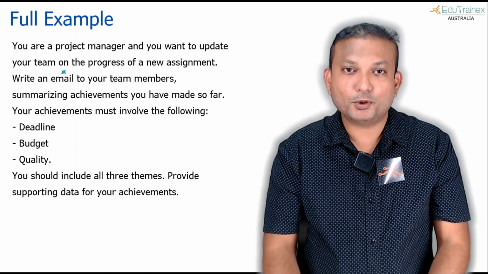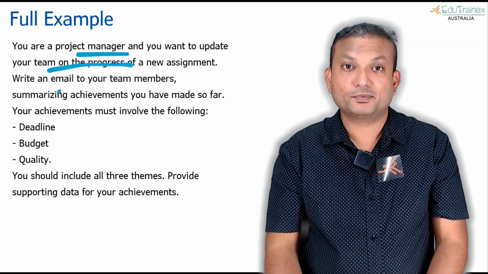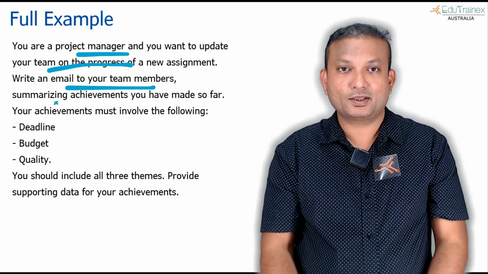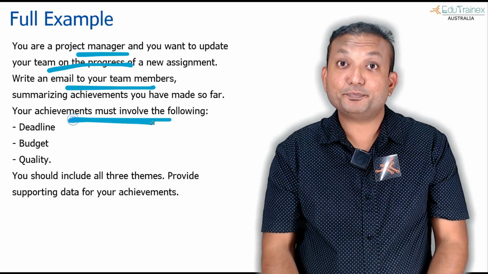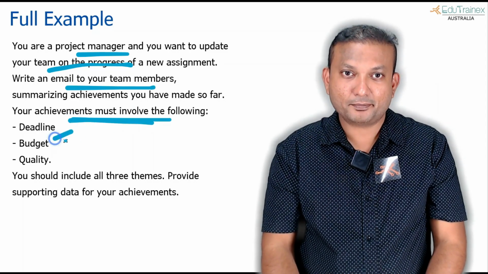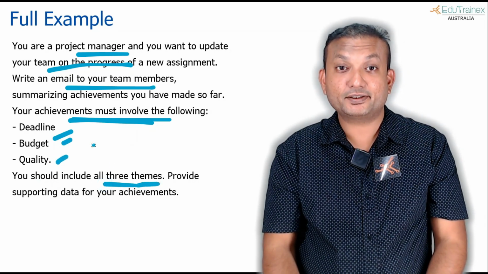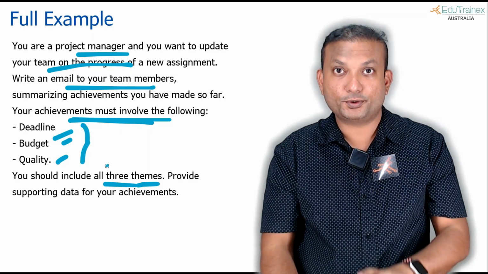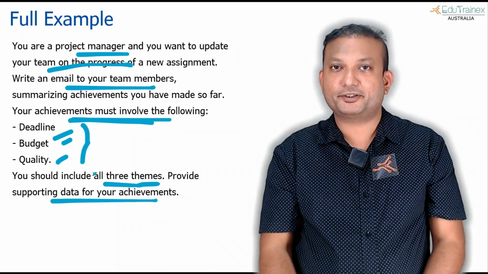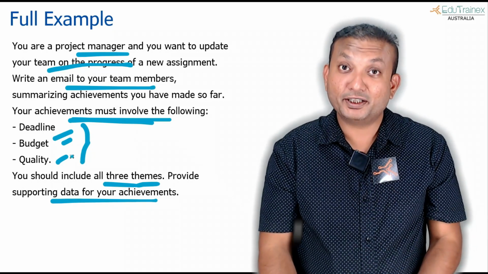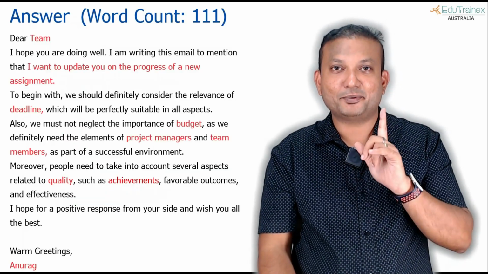This is the question. You are a project manager and you want to update your team on the progress of a new assignment. Write an email to your team members summarizing achievements you have made so far. Your achievements must include the following: deadline, budget, and quality. You should include all 3 themes here. These are the 3 themes that we are talking about. We should definitely have these points in our email, and then provide supporting data of your achievements. That's not very important, but including these 3 main points is. Now let's see how we can use the template to answer and get a perfect score.